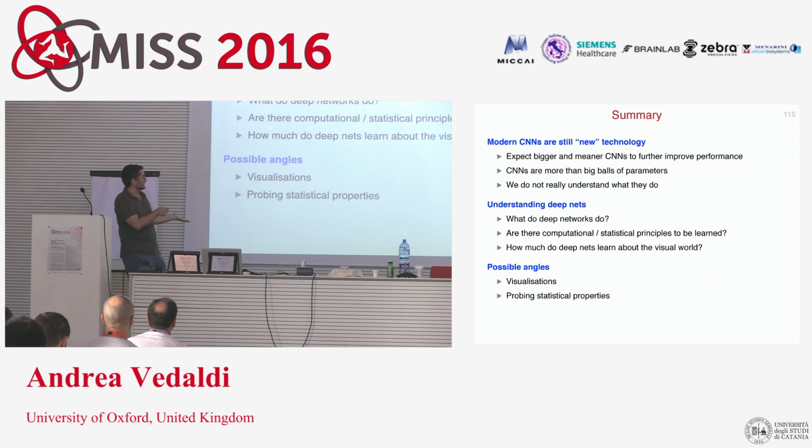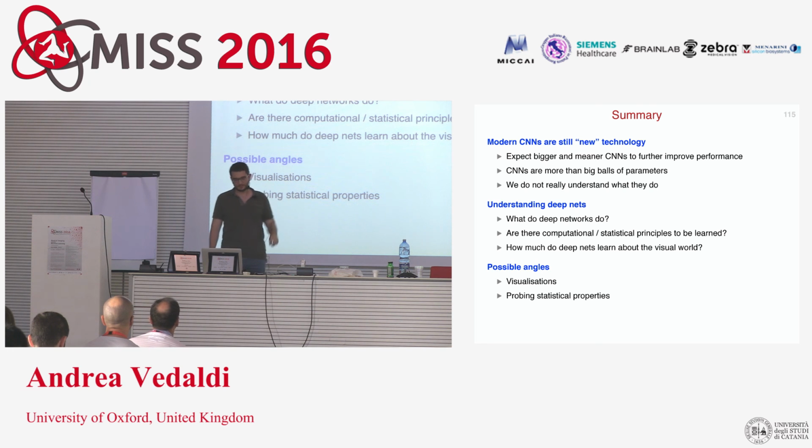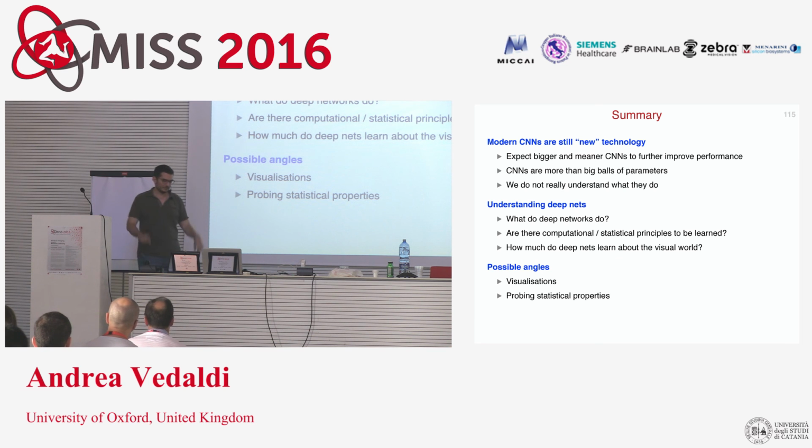I think I already had my summary slide before. So why are we doing all this? Again, because we want to understand deep networks, and one way is visualization, but the other way is actually trying to probe systematically statistical properties that these models actually have, all right? And so by combining these and possibly other techniques, we hope to be able to actually gain some sort of intuition of what these models do. Once we have that, maybe also develop some sort of theory. Thank you.